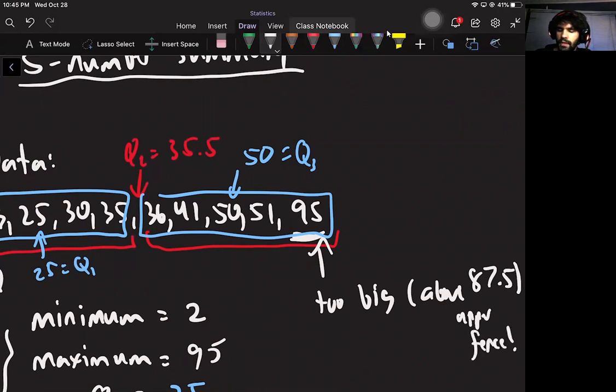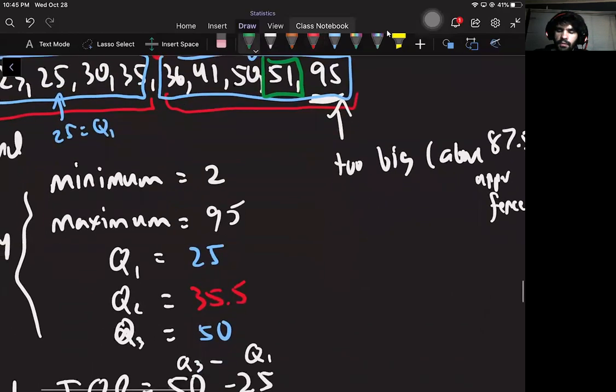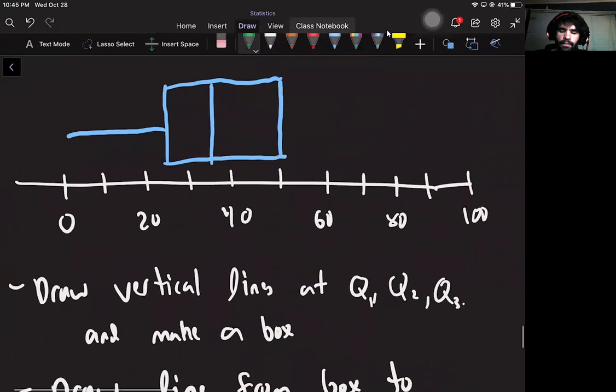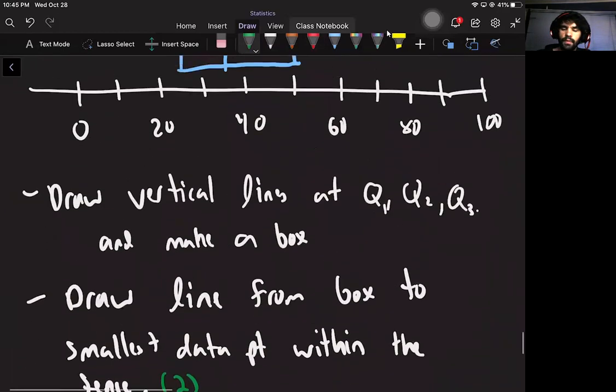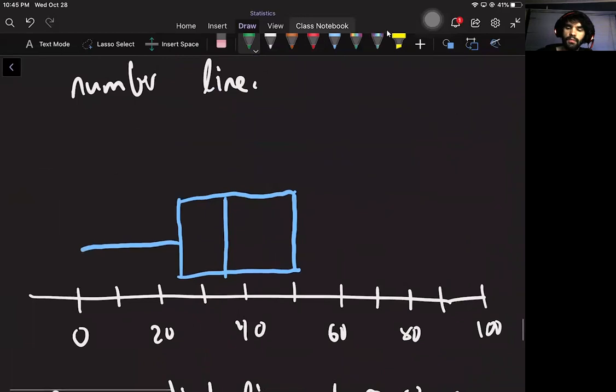So it's too big, it's above the fence. So I have to go lower and I say, okay, 51, that's still within the fence. That's okay. So in this case, that's 51. So my box goes over to 51. So it looks very puny, just looks like this. Okay.